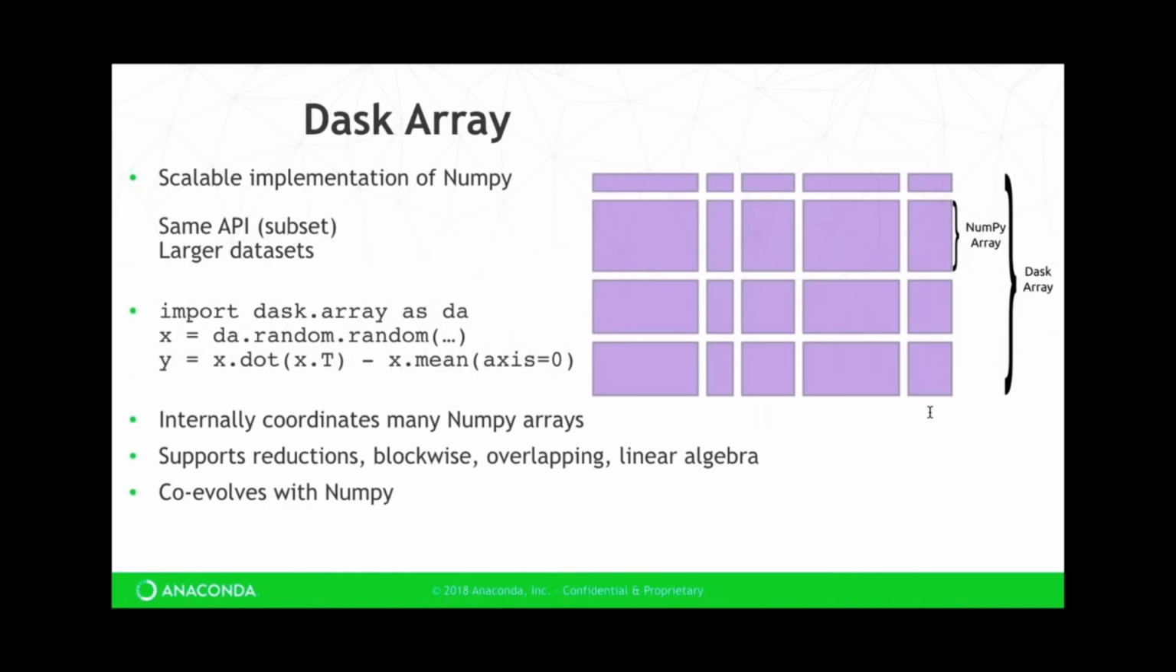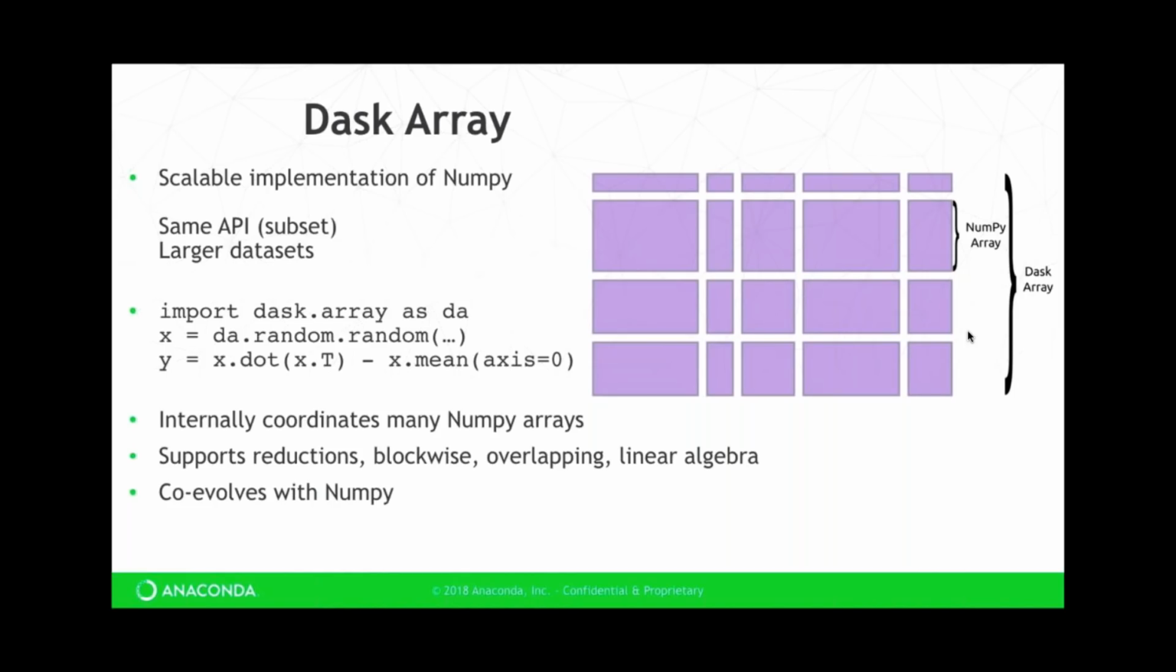Similarly, there's Dask array. So Dask array does the same thing, but with NumPy, the NumPy n-dimensional array. So on the right, you can see that one Dask array is just a logical coordination of many smaller NumPy arrays that might either be living on disk if you're on a single machine, or living across distributed memory if you're working in a cluster.